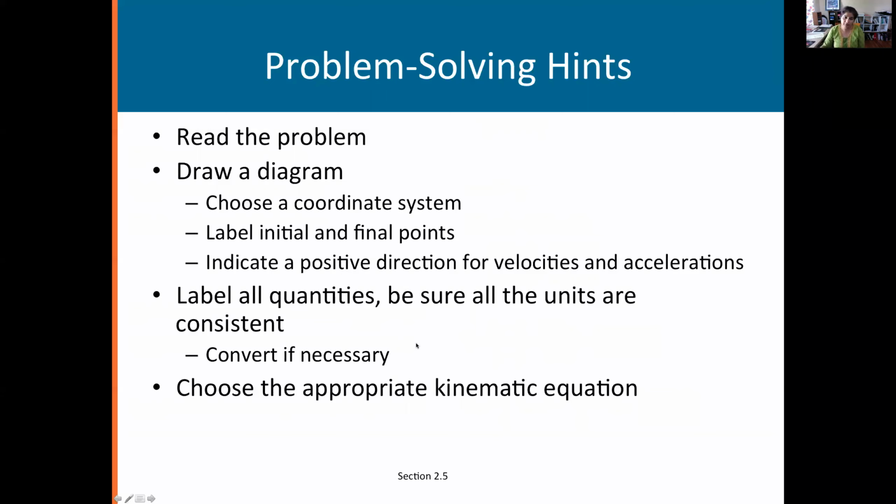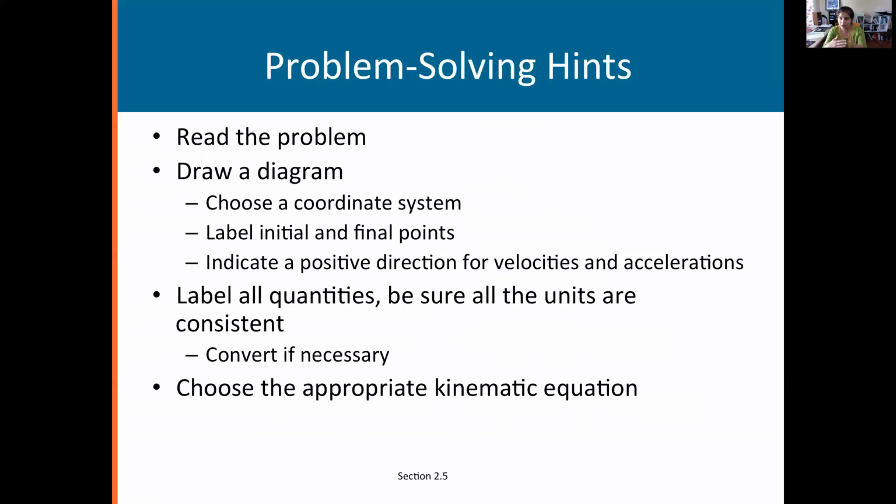You're also going to mark on there what is not known. So it might be that you're asked for time, it might be that you're asked for that final velocity. Whatever is unknown and you're asked for, you want to write it with a question mark. Then you're going to find an equation or some connection between what is unknown and what is known. So this is often the hardest part. This is going to be the key to solving your problem.